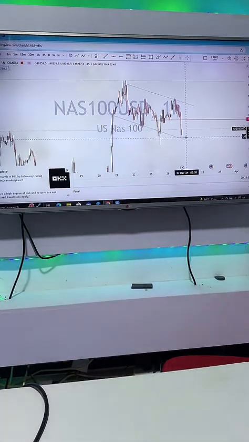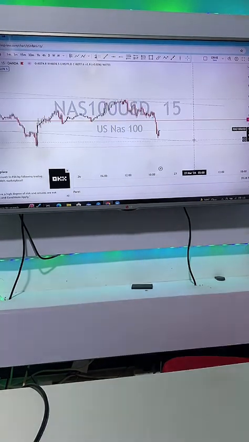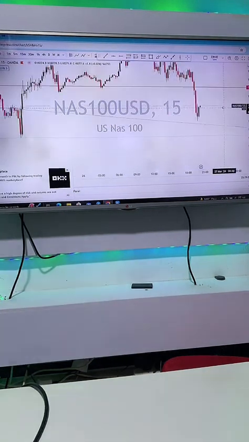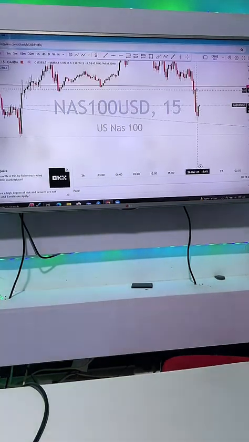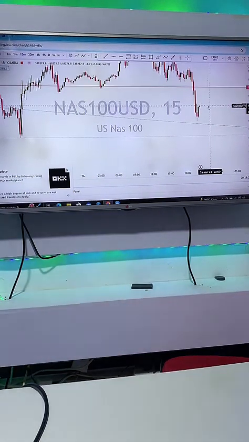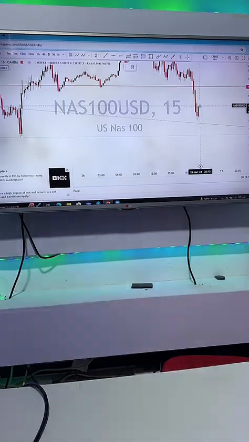Now if you want to buy, you've missed it, because I think 15 minutes has given exactly. Okay, so you can still buy, all the way to 18,321, that level, like here.